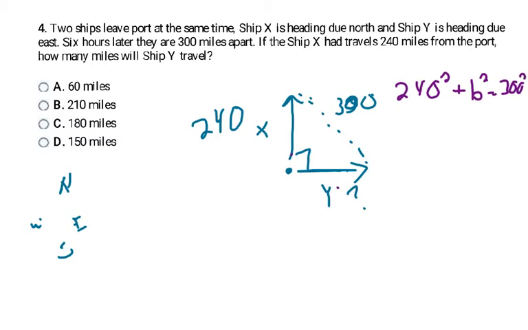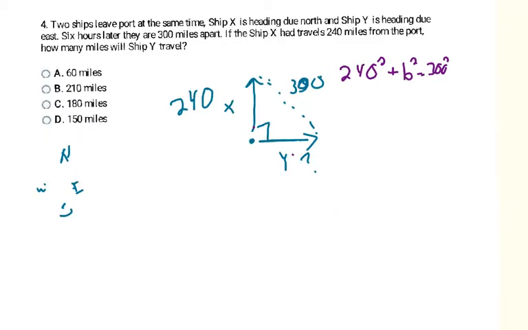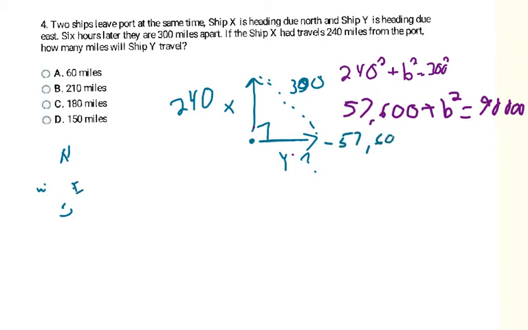So my first step is to square the actual numbers. 240 squared is 57,600. And 300 squared is 90,000. So then I subtract 57,600 from both sides.